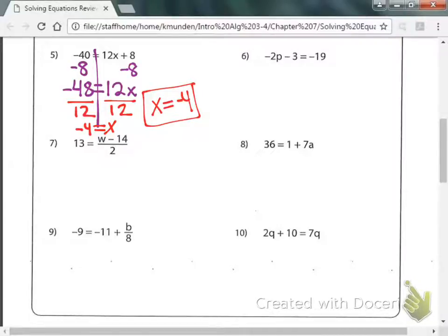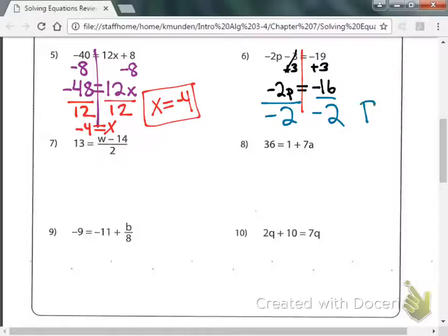Alright, number 6, we want to undo subtracting 3. How do I undo subtracting 3? Add 3. So we have negative 2p equals negative 16. Then what? Divide by negative 2. So you have a p in the front, and that equals a negative divided by a negative is a positive 8. Very good.